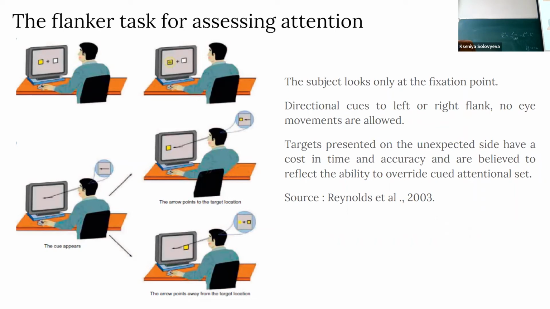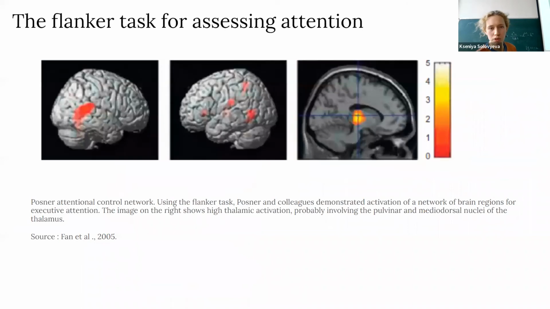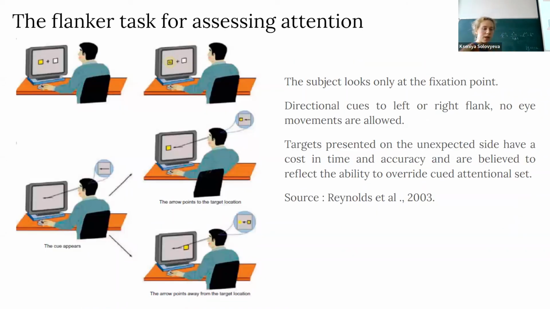And so after that, we had a cognitive revolution because of fMRI techniques, and it became possible to find out some special regions in the brain, in the human brain, which are necessary for paying attention. And this is the picture from the works of Posner. Posner is a very famous investigator of attention, and here is the flanker task for assessing attention.